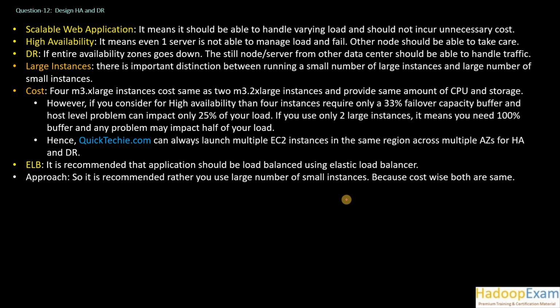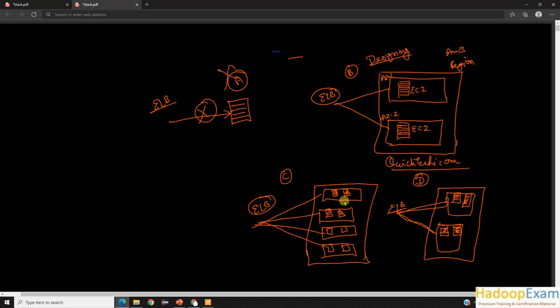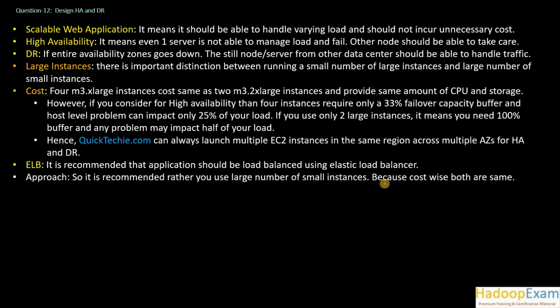Disaster recovery: if an entire availability zone goes down, the nodes and servers from other data centers should still be able to handle traffic. So in these three scenarios, that is also possible. Even if this data center goes down, or this one, or this one, you will still be able to handle it. So all three options are still correct.